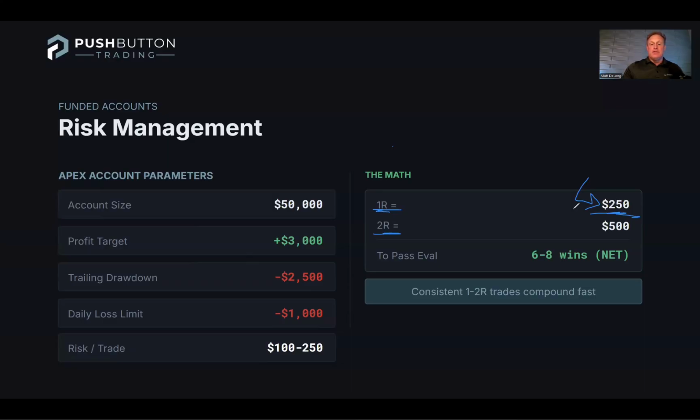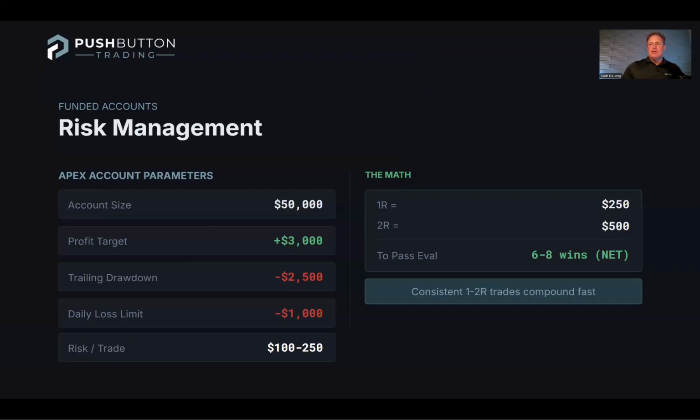If you're risking $250 to make 2R, that would basically be $500. So how many $500 wins do you need to make $3,000? You need 6, right? And again, this is net wins. So what is a net win? Well, imagine you win 9 and you lose 3. Your net is 6, right? Again, 6 times 500. So 2R wins, risking $250. You would be right at your profit target. That's the idea here, okay?